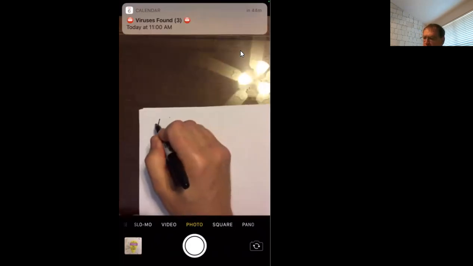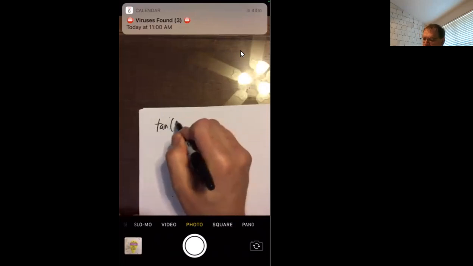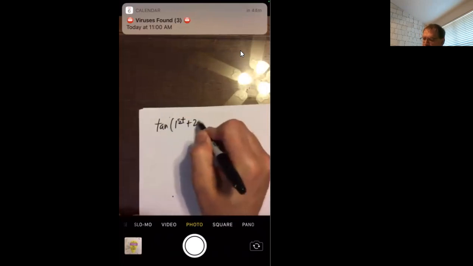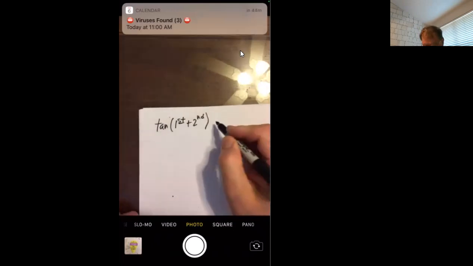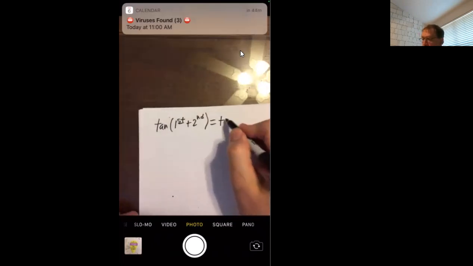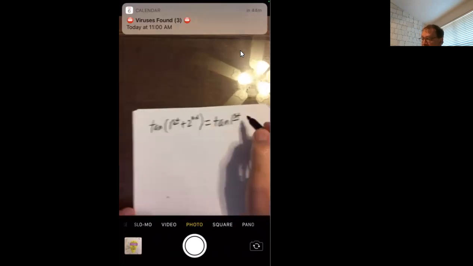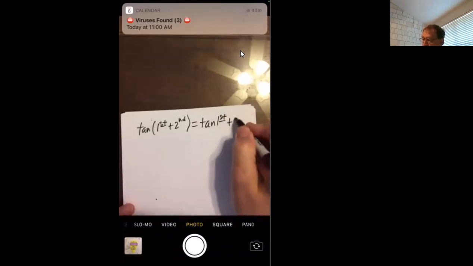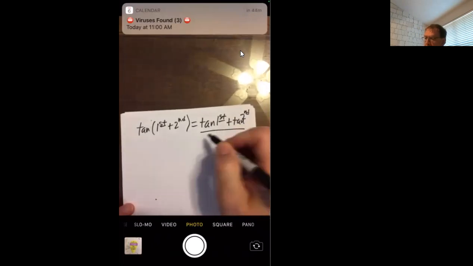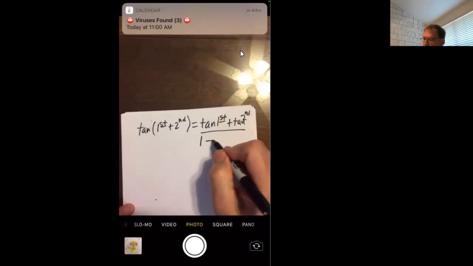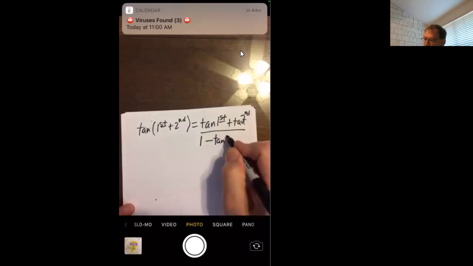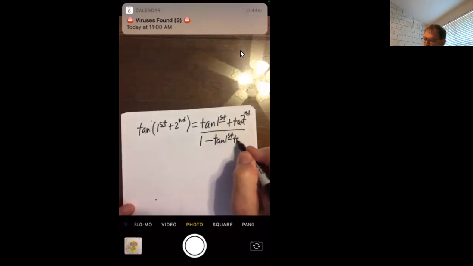If you go a tangent of a first plus a second, then it turns out that you do, almost like you distribute them, tangent first plus tangent second. But on the bottom, one minus, and it turns out the product, tangent first times tangent second.